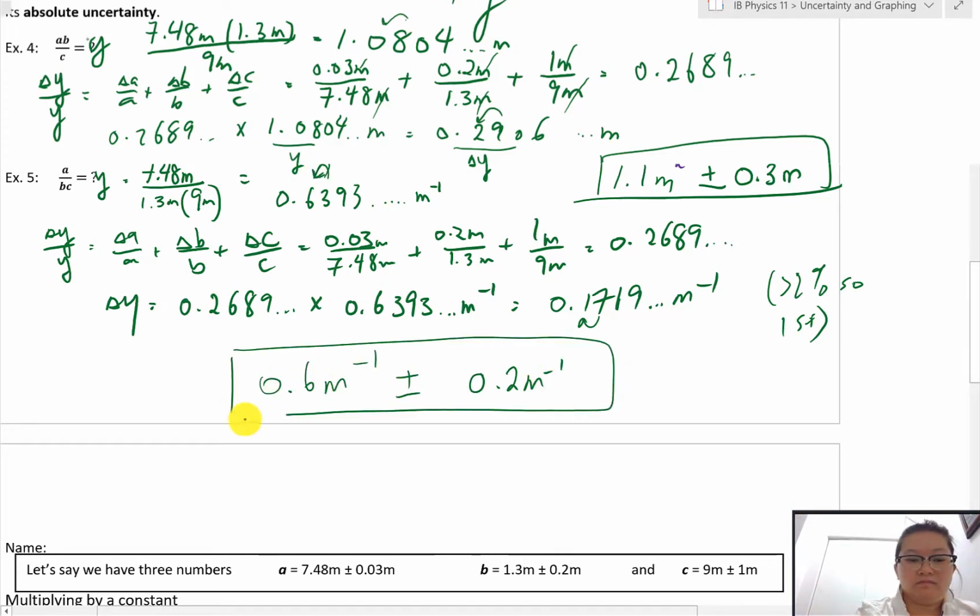And then same thing with our answer, we're going to round it to the same place value. Okay, and this is our final answer for example 5. So double checking your units, meters divided by meters, that's meters to the -1. And as well as the rounding, making sure you round to one significant figure for the uncertainty, and the number here, which is 0.6393, is a small number, which then also needs to round to the tenths place. Okay, so there we are, and that's it for multiplying, dividing two numbers with uncertainties.